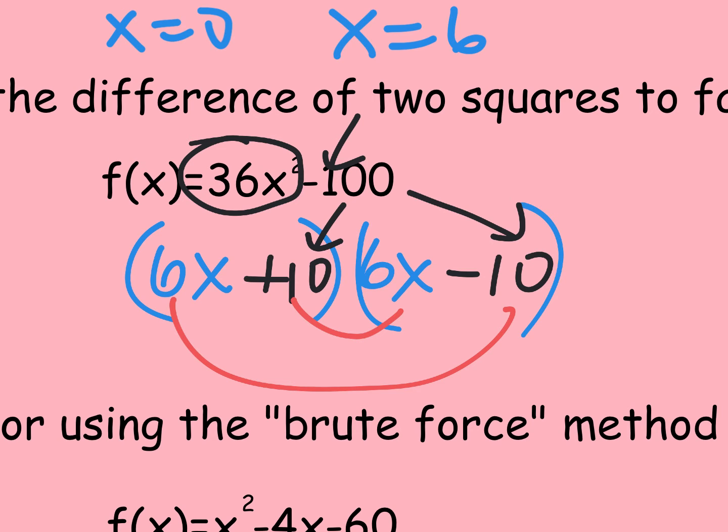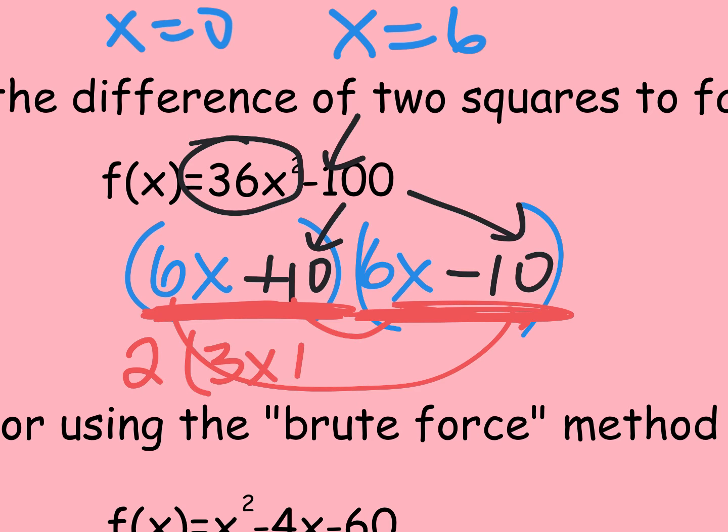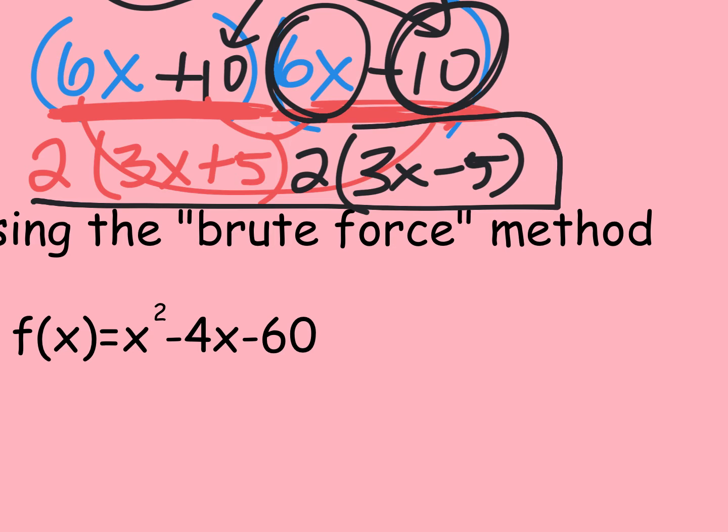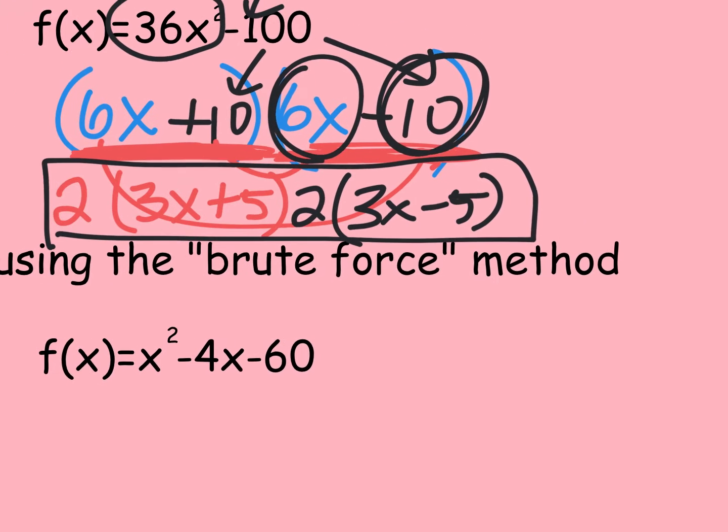But why isn't it factored all the way? Because there's still something in this and this. What's in both of them? 6. 6 isn't in 10. 2 goes into both of them. So 2 comes out here, and then you get 3x plus 5. And 2 comes out of both of these. So you again get 3x minus 5. And then I could even probably take that as a final answer. It would just be nicer if you put the 2's together and make a 4. Okay? So 4 in the front.